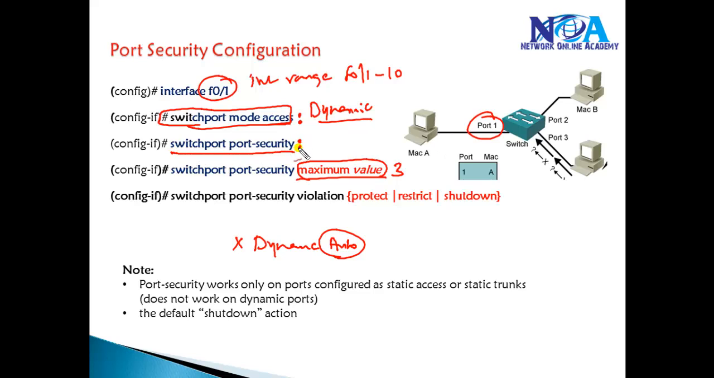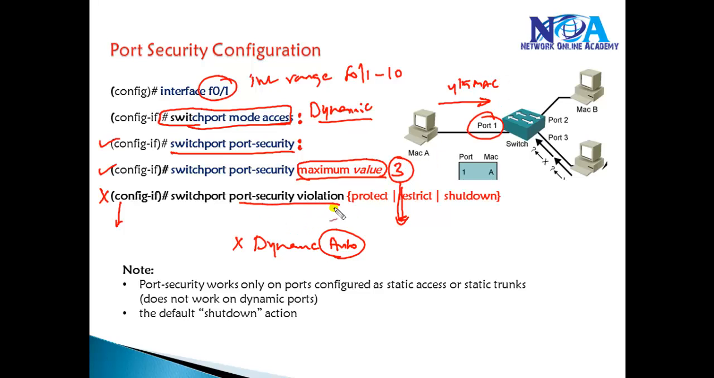Now this command, switchport port-security, is going to enable the port security feature on that particular port. In the next command, we are going to define the maximum number of MAC addresses that can be learned on that port. And the last command is optional, not compulsory. If it reaches the maximum limit, so I'm going to define 3 MAC addresses, and if it learns the 4th MAC address, what is the violation?